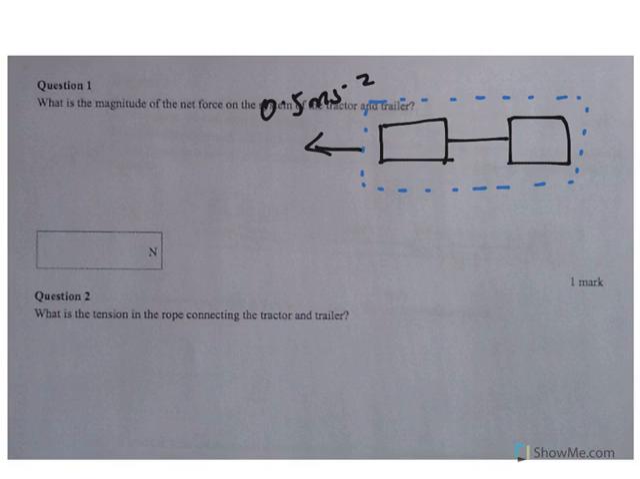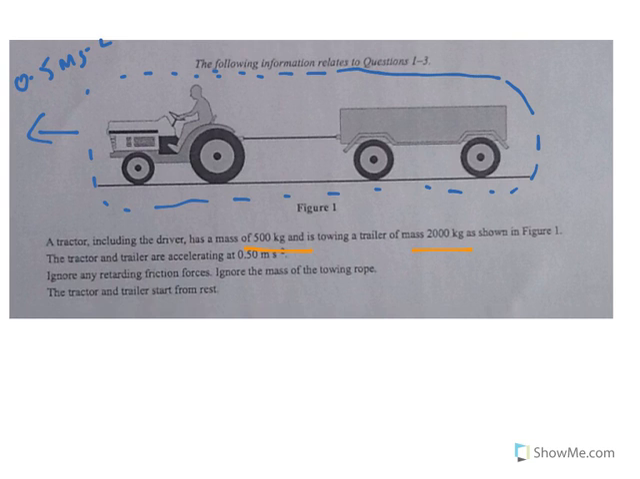The first question is, what's the magnitude of the net force? So there's a net force here on the system. And when you do net forces, you're basically looking at all the forces on the system. And the only force on this system is the driving force, probably from the tractor. There aren't any friction forces. Have a look at the question here. Ignore any retarding friction forces. Ignore the mass of the towing rope, and they're starting from rest.